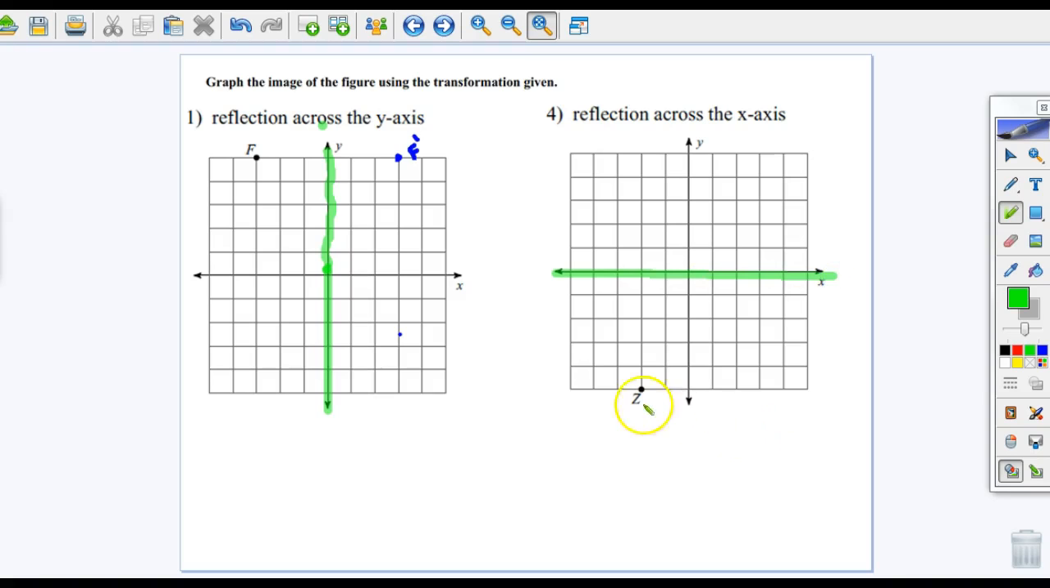Okay. So here's my point. I'm going to count how many spaces it takes for me to get to that highlighter. So I'm going to count up 1, 2, 3, 4, 5. And then I'm going to count on the other side the same number. Up 1, 2, 3, 4, 5. And that becomes my reflected image. Make sure yours look like mine. And then we're going to go on to the next page in a sec.